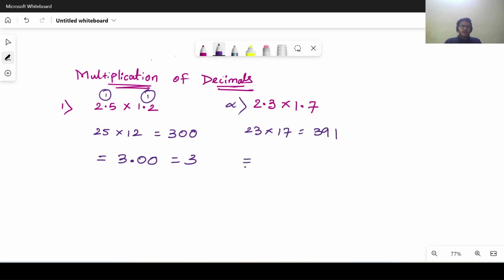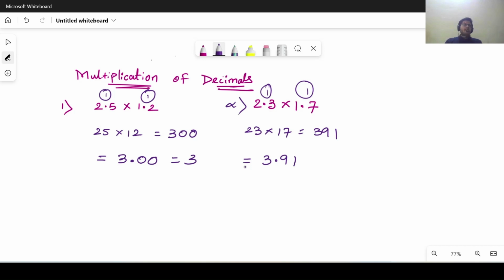Now again, we'll apply the same logic which we applied for the first question, 2.5 into 1.2. Again, you can see that there is one digit after the decimal point in the first number and one digit after the decimal point in the second number. So in total, there will be two digits after the decimal point. So the answer is going to be 3.91.